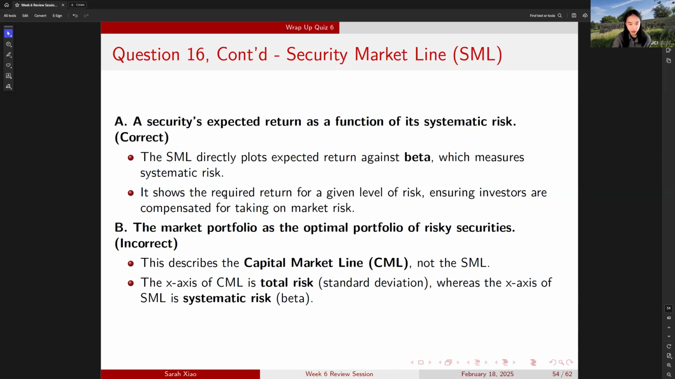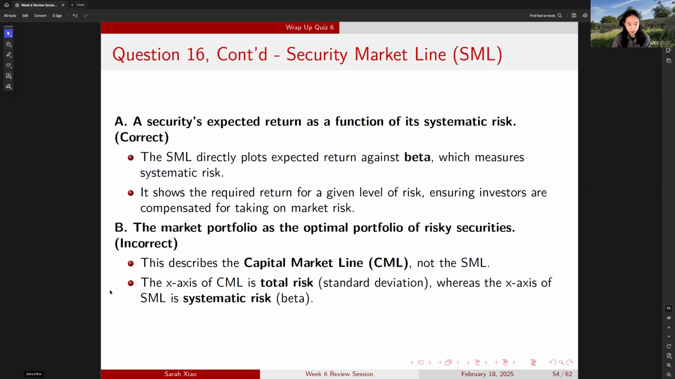It shows the required return for a given level of risk, ensuring investors are compensated for taking on market risk. For option B, the market portfolio as the optimal portfolio of risky securities. This statement describes the capital market line, not the security market line.